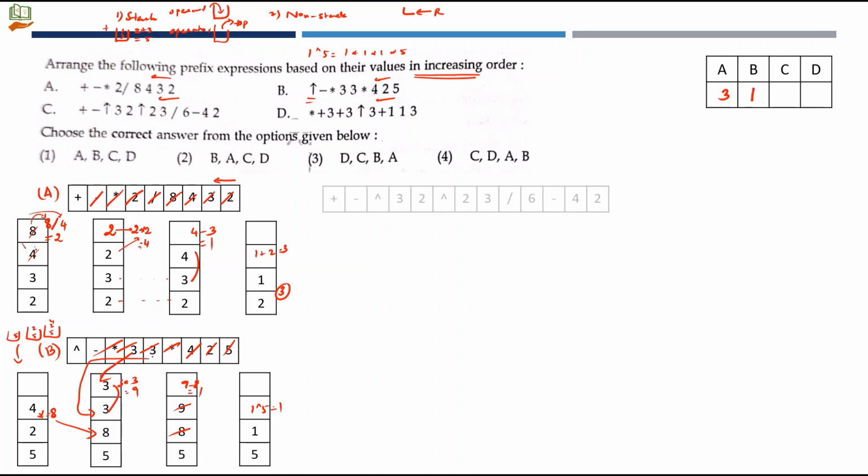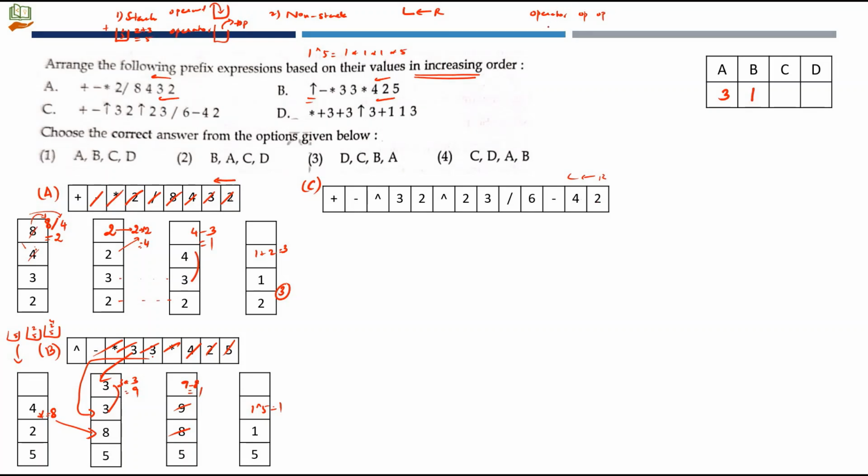Now let's take the C expression. Hereafter we will not use a stack. I will just try to evaluate using the expression itself. Whenever you go for the non-stack method, you have to search for the first operator, from right to left order. Here you have operand, operand and operator. When you find an operator, you have to pick 2 operands that are present to the right of the operator.